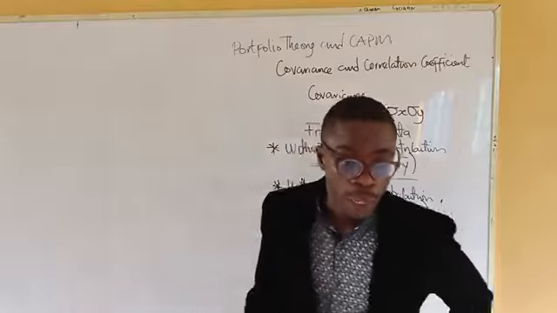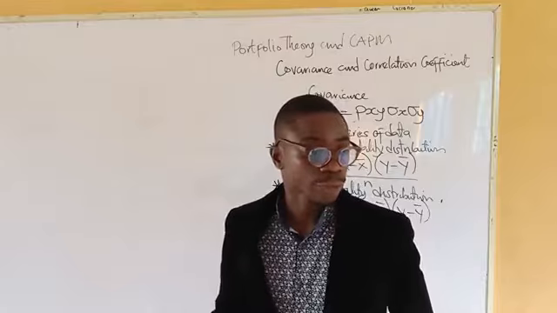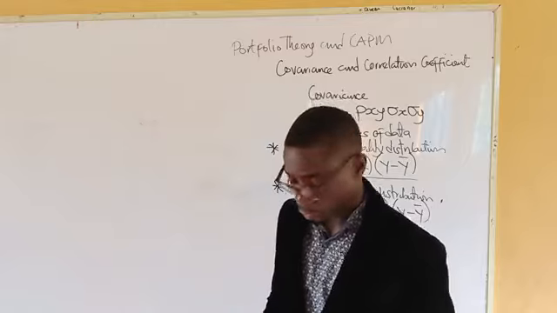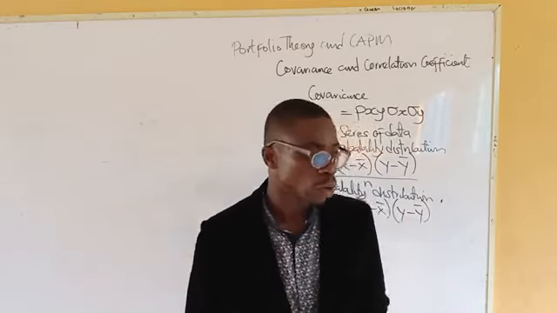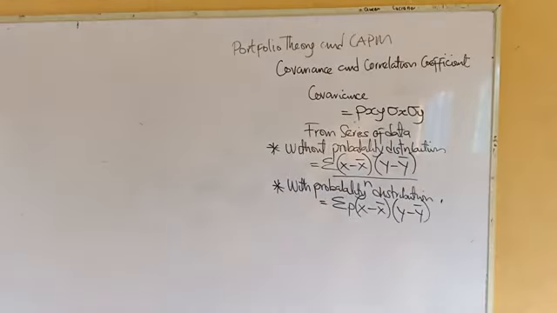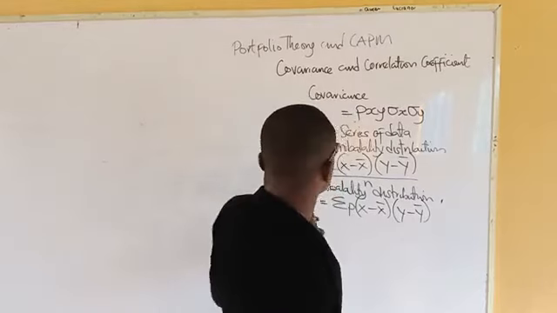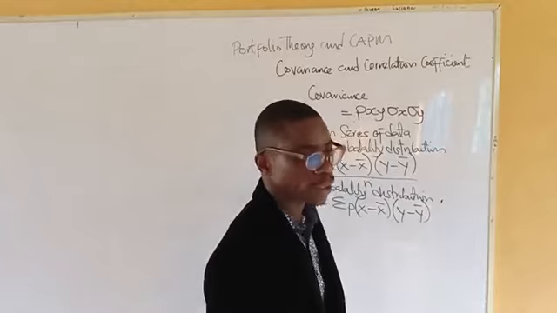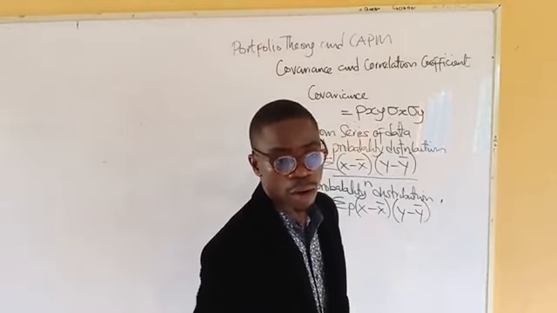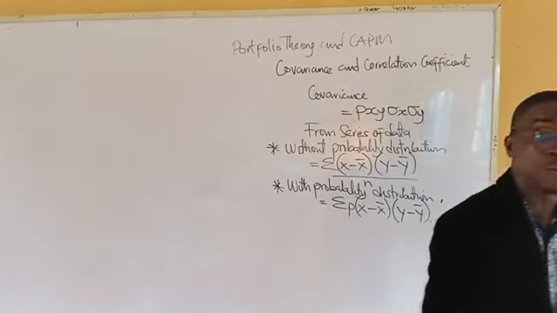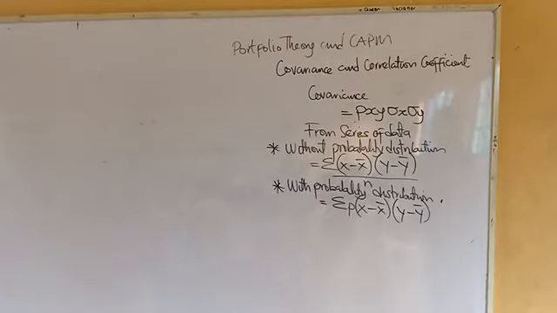So let's now solve a question on covariance. The other one has N, but that one doesn't have N. Yes, that's what I'm saying. There is no N in it. With probability distribution, you will not divide by N. And I told you that the N is the number of the data. Are we together now?